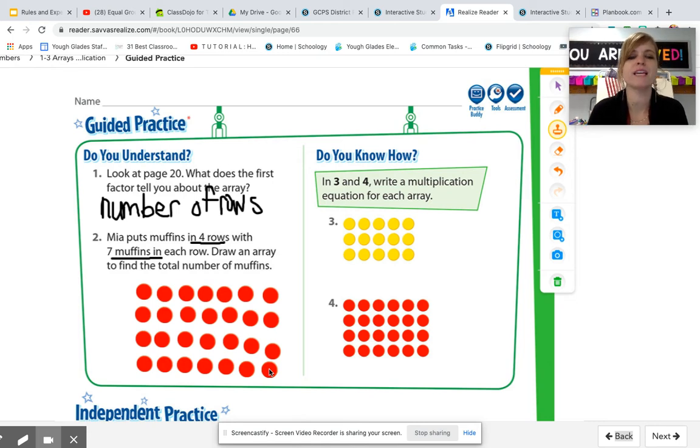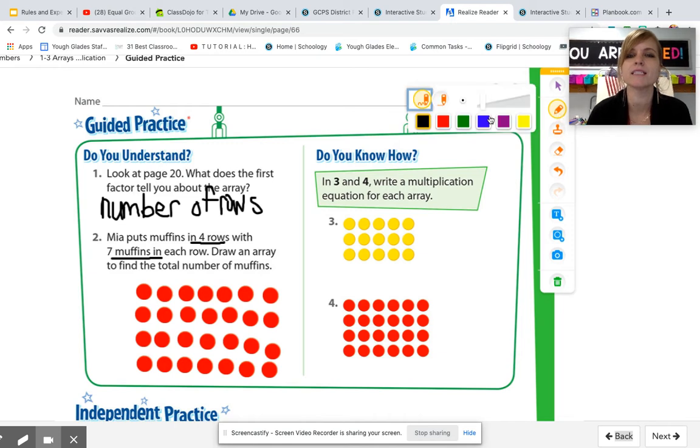Four rows of 7. Now, it says draw an array to find the total number. Oh, I have to find the total number. So what is this all together? I have to think about my strategy posters. I know how to solve problems like this with repeated addition. We can use repeated addition. Let's go ahead and get my marker here.